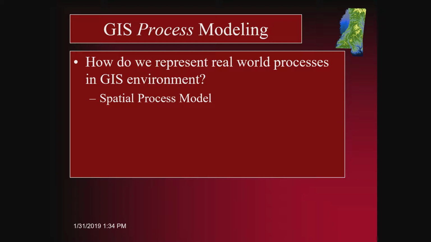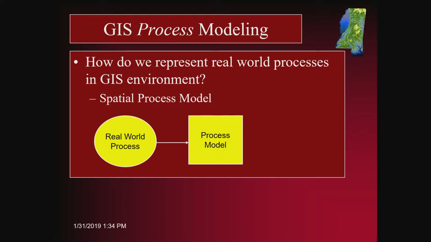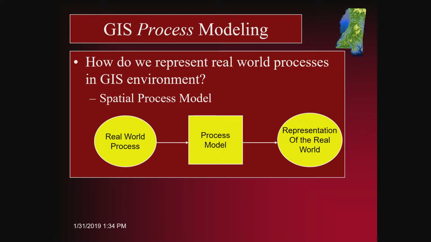So we've got spatial process models. Mostly, we're going to be concerned with spatial process models. There are models about the real world that aren't necessarily spatial in nature, but we're going to focus on those that are a function of maps. Okay, so we've got our real world process, we've got our process model, and that's going to be a representation of a real world process.